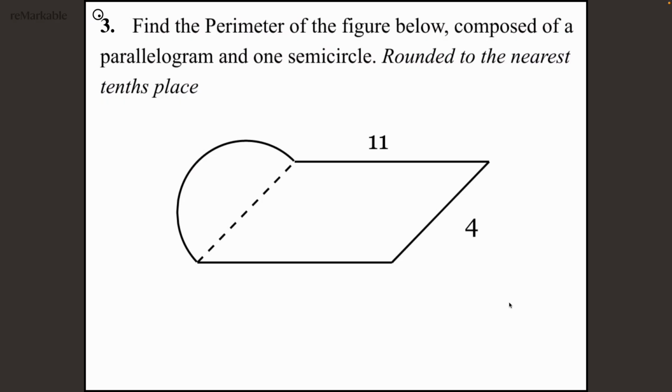That's what we had last time. 2 pi r, the radius is 2, so we do it times those two. So you have a whole circle, so it would be 2 pi. So 4 plus 11 plus 11.